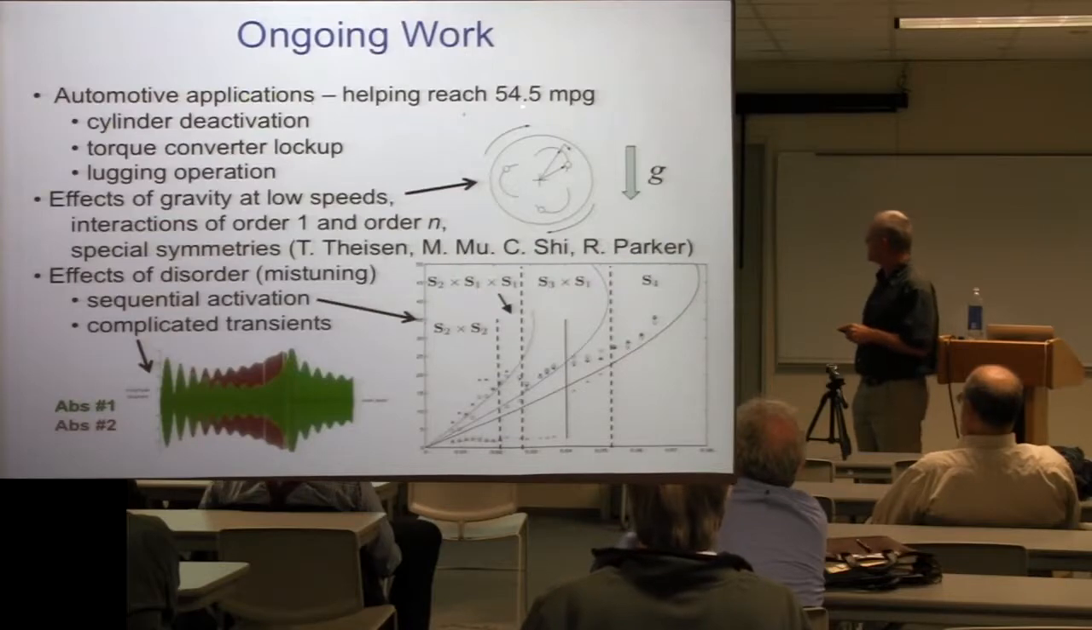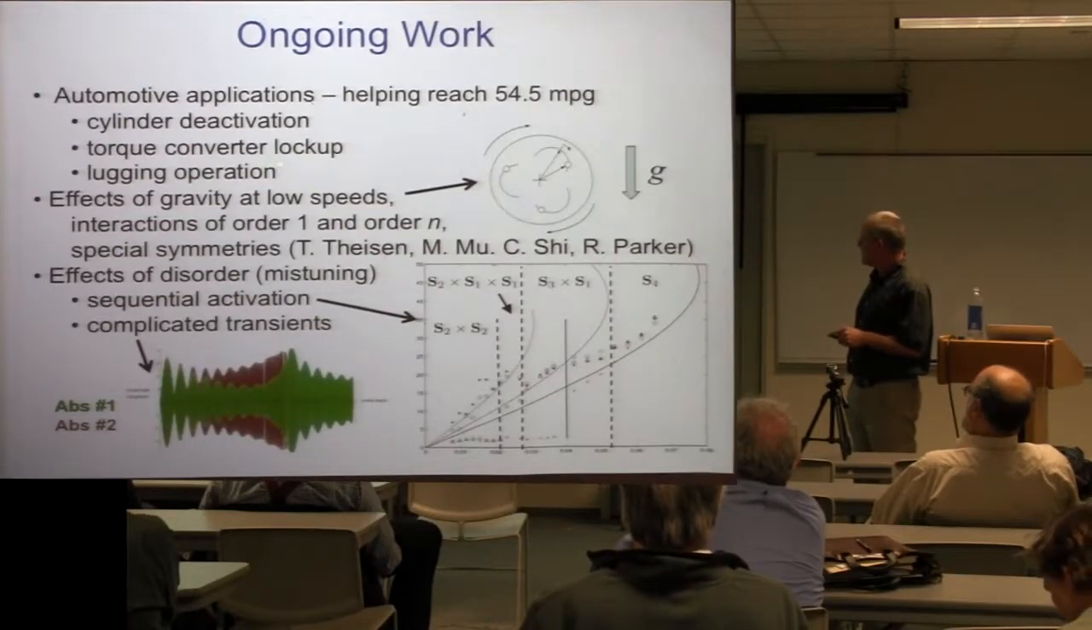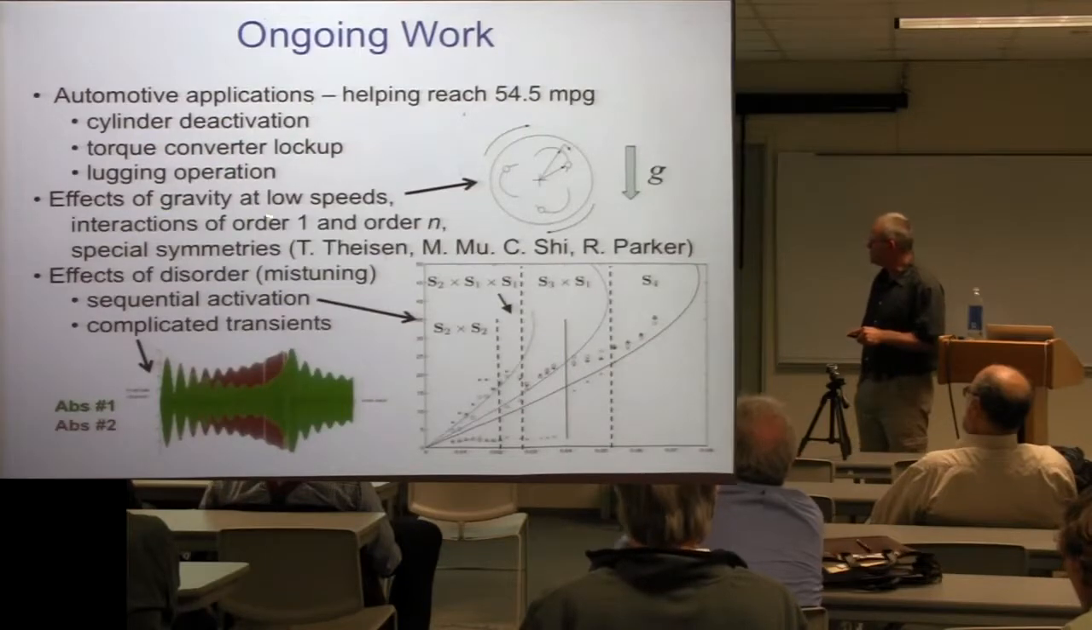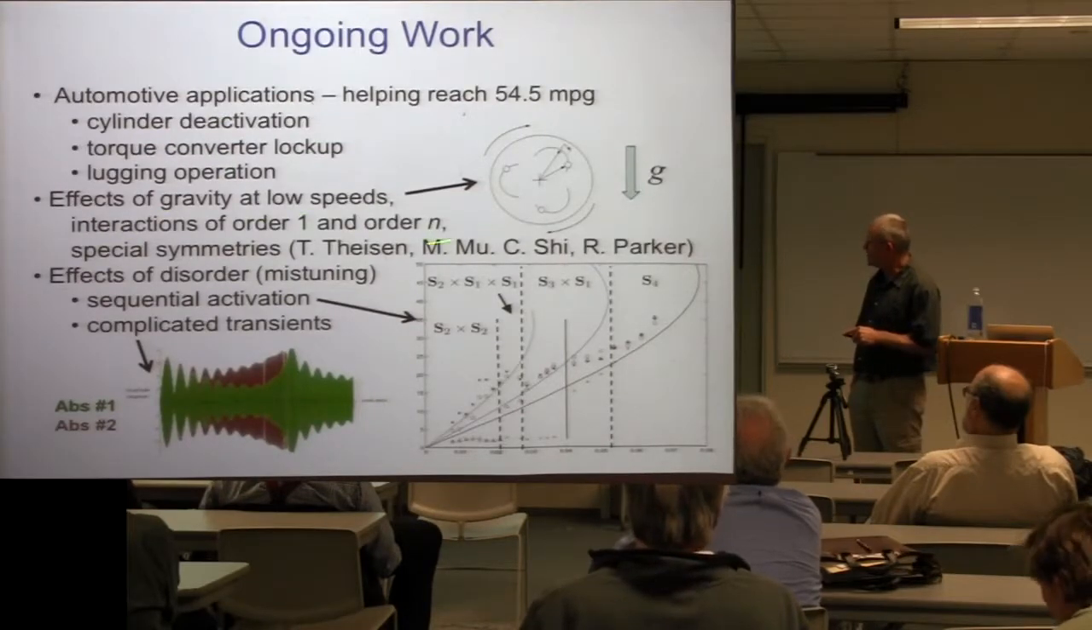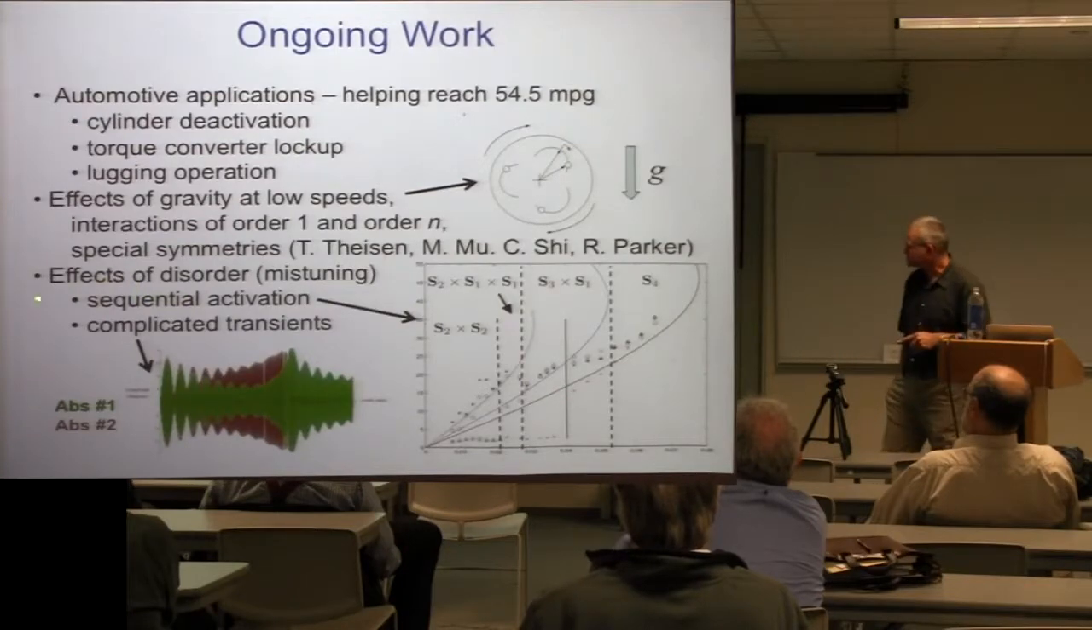So here's what we're doing, all these things with car companies. Mostly we're working on this torque converter lockup and lugging out with 4-cylinder engines. Cylinder deactivation, we did a little work with Honda. But effects of gravity at low speed, orders 1 and order n, they come in very different ways, because the order n excitation affects all absorbers equally, whereas this one is a cyclic type excitation.